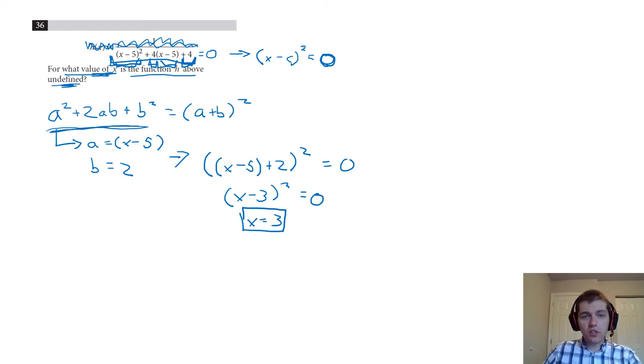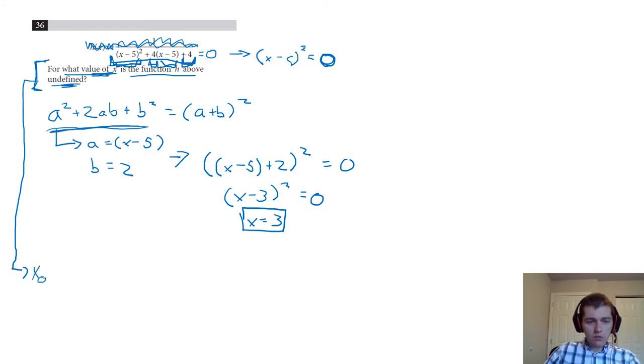Perhaps you don't identify that the perfect square is the way to factor this. It's not all lost. You can say that for what value of x, you know that they're going to be looking for a whole number here. So you can start to plug in, say, okay, the first one I'm going to try is what if x is equal to 0? That will give you 0 minus 5 squared plus 4 times 0 minus 5 plus 4, which will be 25 minus 20 plus 4 is equal to 9. So you know that's not correct. That does not equal 0.